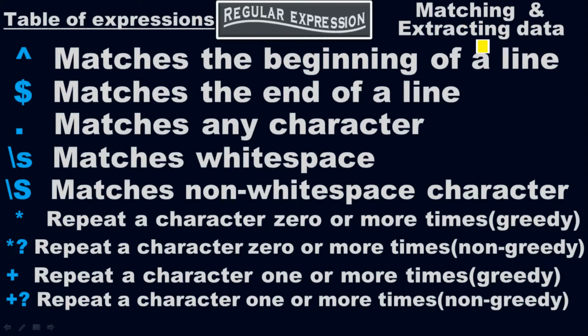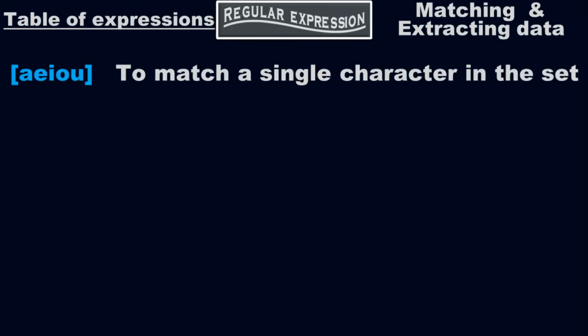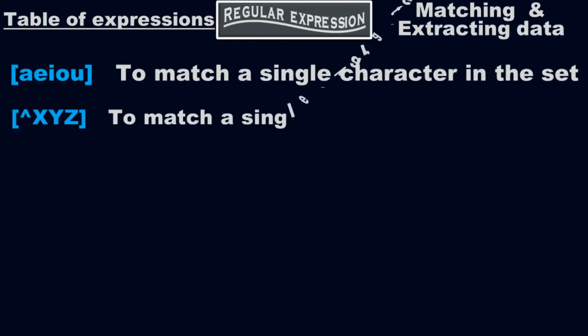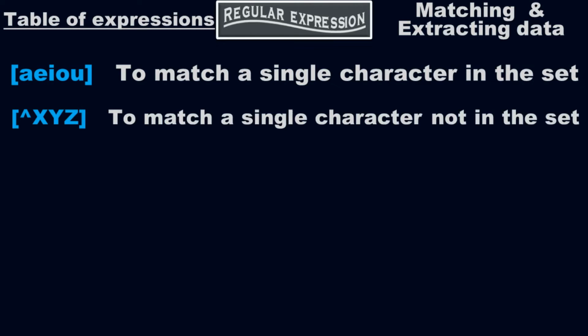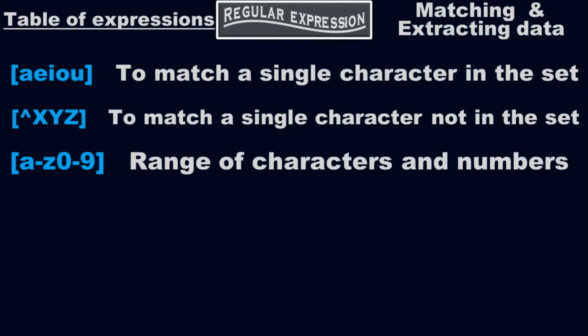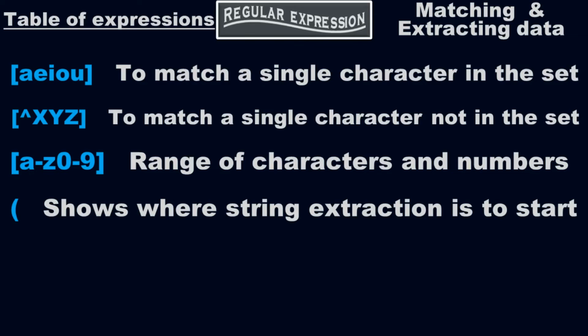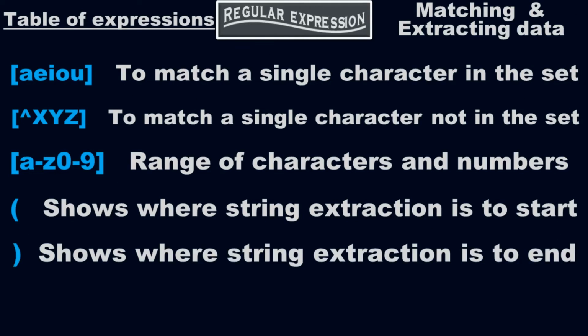But we have some more expressions. Let me show you some more expressions. If I put A, E, I, O, U inside the closed bracket, it matches a single character in the set. If I put this symbol with a capital X, Y, Z, it matches a single character not in the set. But what if I put A to Z and then 0 to 9 inside the closed bracket? It is the range of characters and numbers. This opening parenthesis shows where the string extraction is to start. This closing parenthesis shows where string extraction is to end.